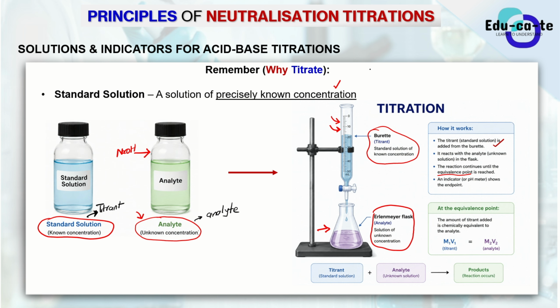So for example, if we are going to take a reaction of hydrochloric acid, and we are going to react it with sodium hydroxide. This is an acid reacted with a base. Let me just assume that your sodium hydroxide is your standard solution. So let's assume that you already know the concentration of sodium hydroxide. You know the molar concentration of sodium hydroxide, but you do not know the molarity of the HCl. You don't know the molar concentration of the hydrochloric acid.